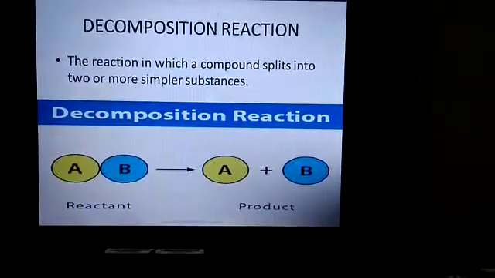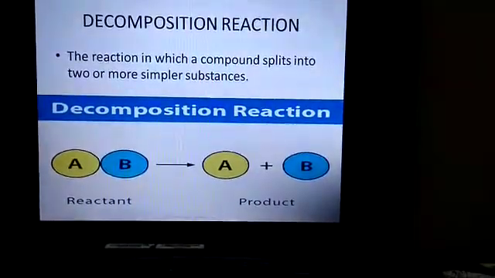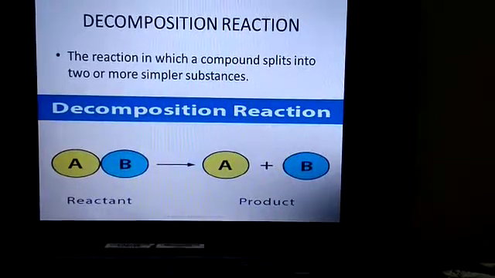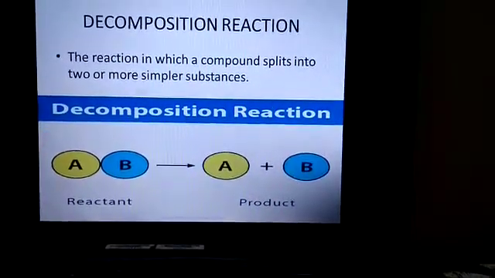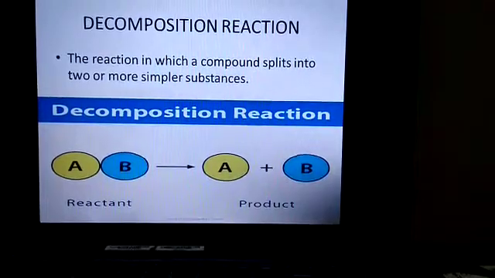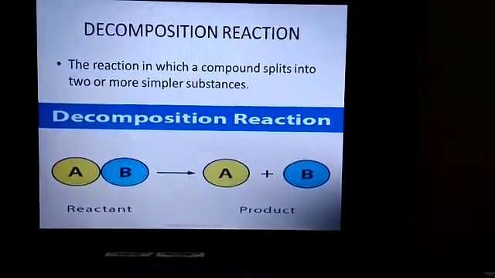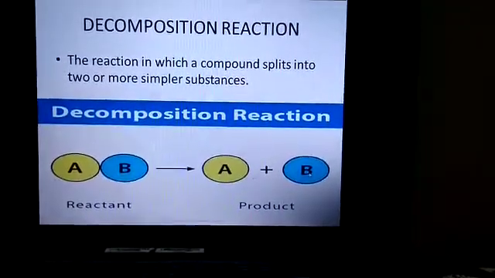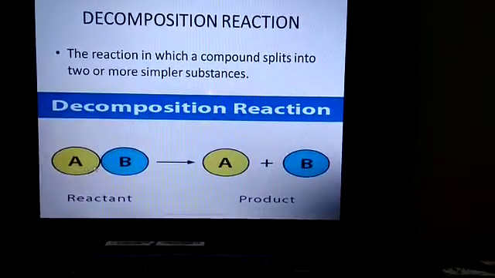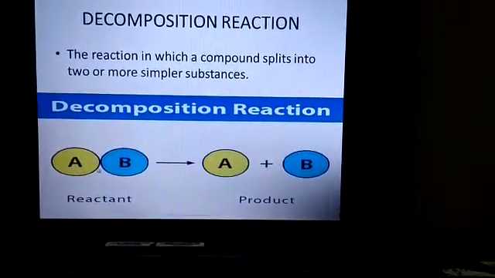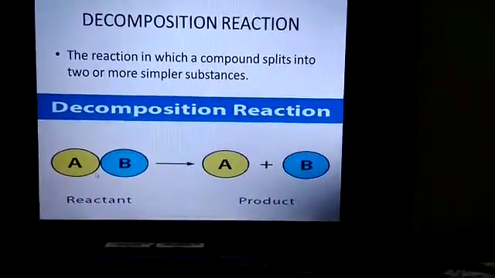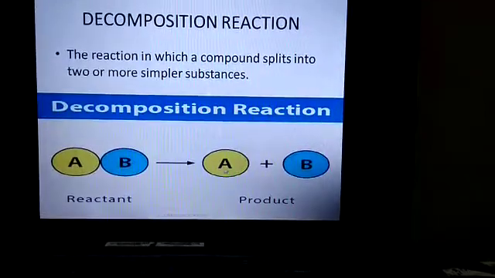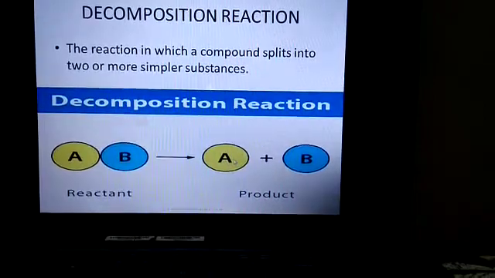Now the next is decomposition reaction. The reaction in which a compound splits into 2 or more simpler substances is called a decomposition reaction. It means here a compound is split into simpler substances. Here in notations, if we represent the decomposition reaction symbolically, then the combined product AB will break into separate products, that is A plus B.